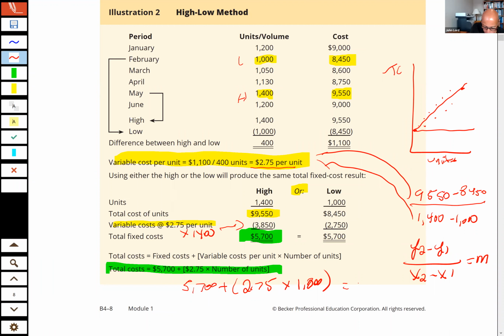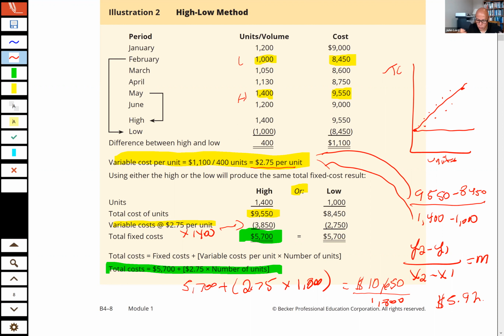If this was overhead, then I can come up with my predetermined overhead rate, because I would simply say this was direct labor hours that we were using: 10,650 divided by 1,800 direct labor hours means I have a predetermined overhead rate of $5.92, basically 5.92. And that can then be used to apply my overhead to my jobs as they use up direct labor.